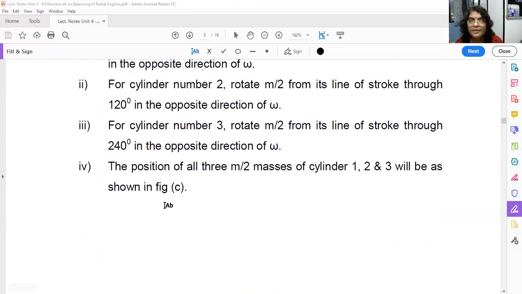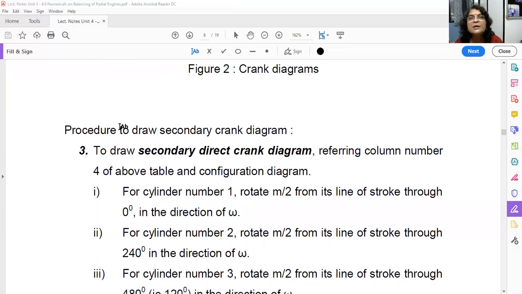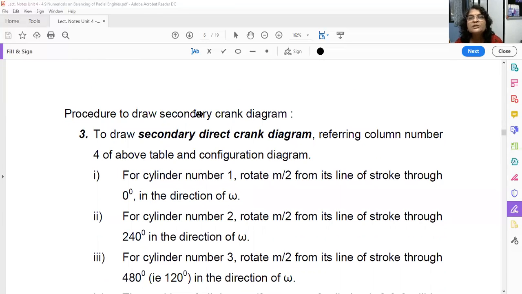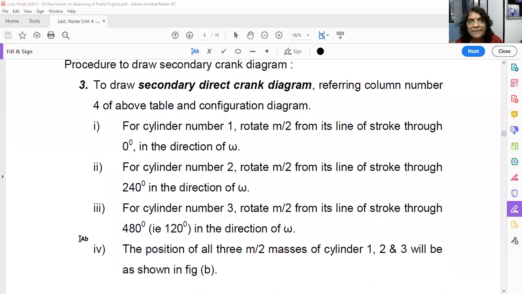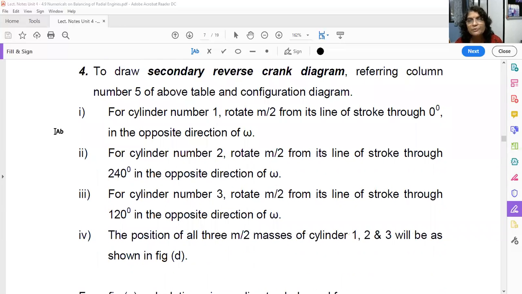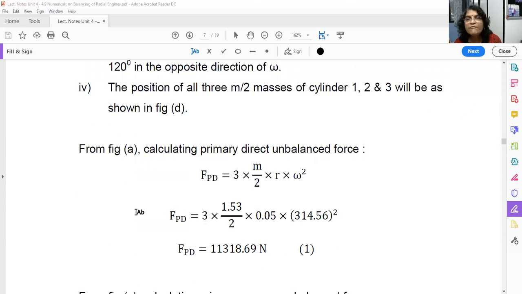Then the procedure to draw the secondary crank diagram. So, this is the secondary direct crank diagram procedure. And then this is the secondary reverse crank diagram procedure. Okay. After that, we have to analyze all 4 diagrams.